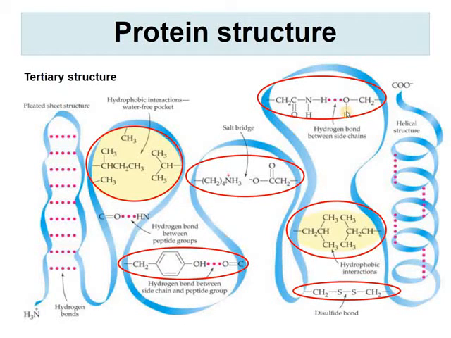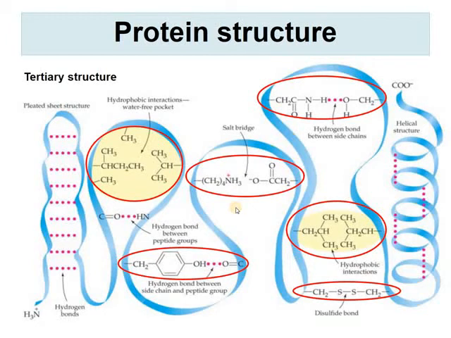So it means that the tertiary structure is based on at least four possible interactions. The first one is the hydrophobic interaction. The second one is the salt bridge, or what we call ionic interaction. The third one is the disulfide bonding. And the fourth one is the hydrogen bonding. Hydrogen bonding can take place between the side chains, or between a side chain and the peptide groups on the polypeptide chain.